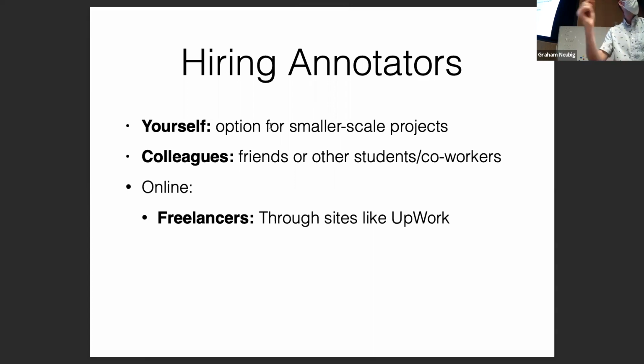Actually, that's the thing I did for my first research project, except it was beer, but I don't think I can recommend giving your friends alcohol for annotation in my class.